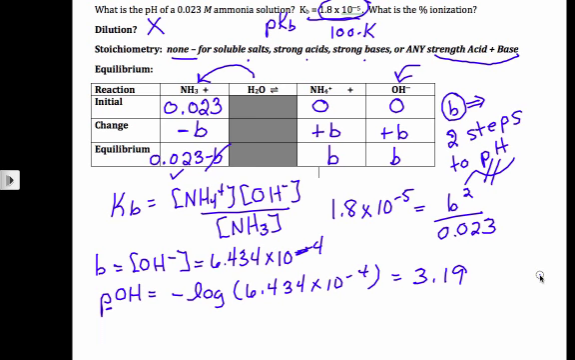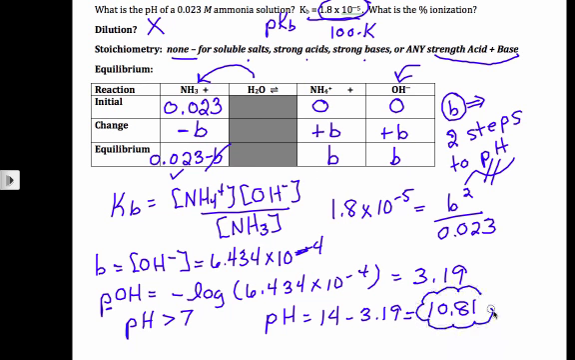Now, it wouldn't be logical to stop here. It asked us for pH, and we expect our pH to be greater than 7 because we have a base. Yes, it's a weak base, but it's still a base. To get our pH, we have to do one more step, 14 minus 3.19, and I get, for my pH for this, 10.81, which indeed is fairly basic. Okay, that's relatively concentrated. All right.